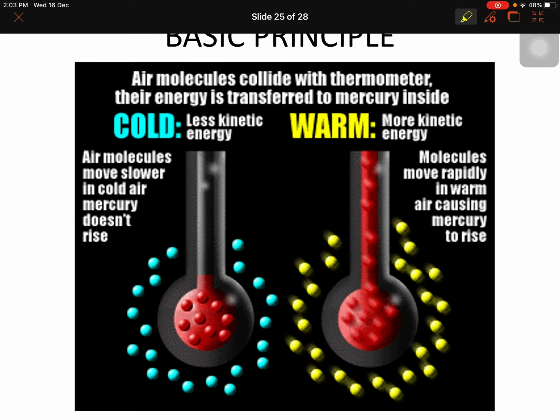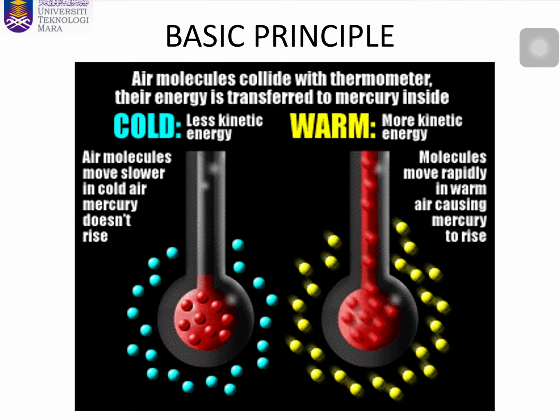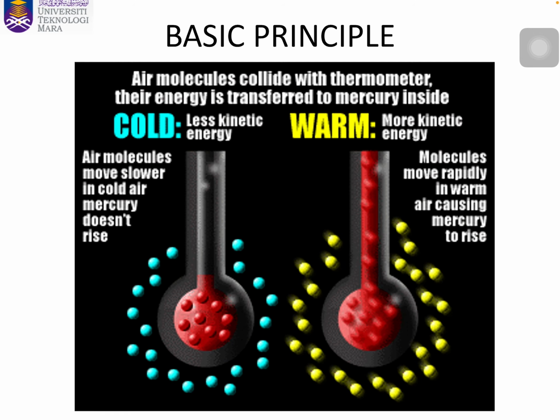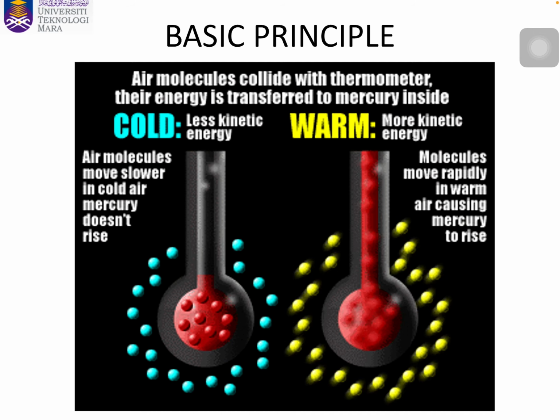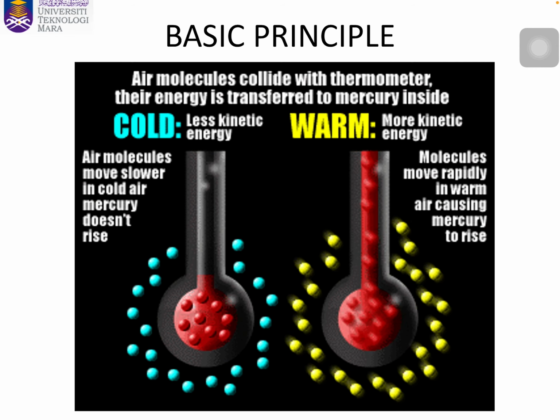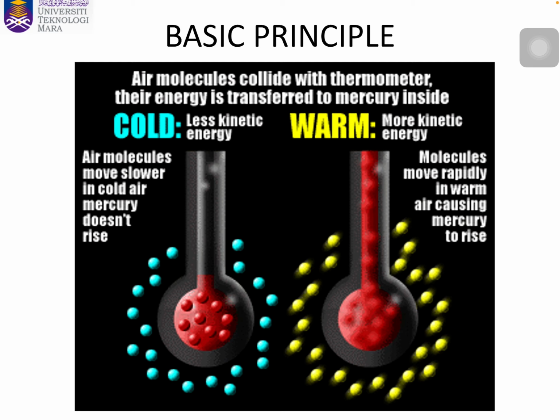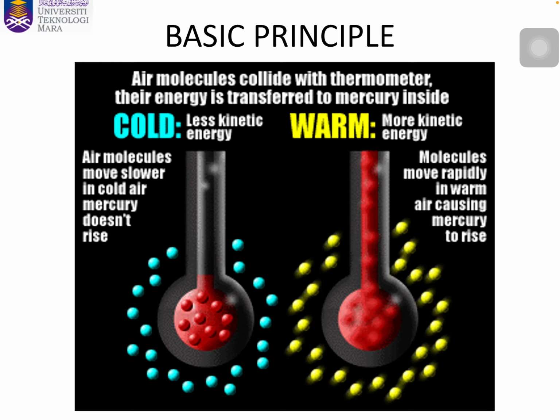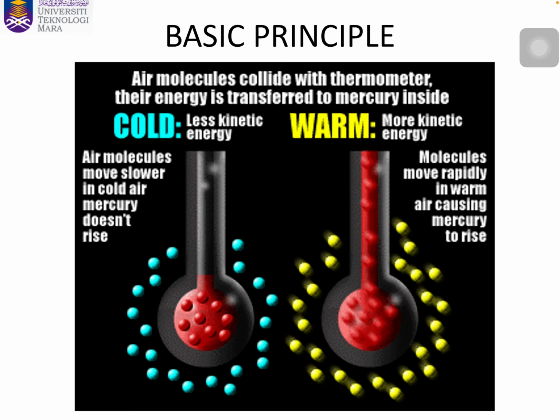Basic principle. Air molecules collide with the thermometer. Their energy is transferred to the mercury inside. When it moves, it has kinetic energy, right? So when it's cool, there is less kinetic energy, so air molecules move slower. In cool air, mercury doesn't rise. But when it's warm, it has more kinetic energy, and the molecules move rapidly in warm air, causing mercury to rise.